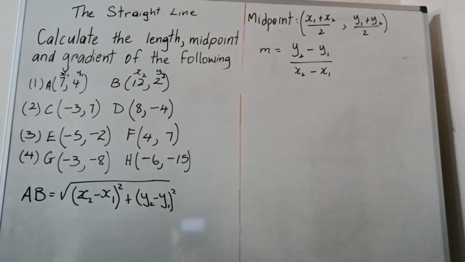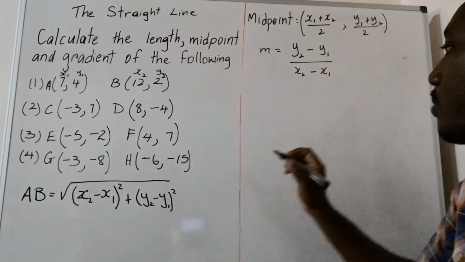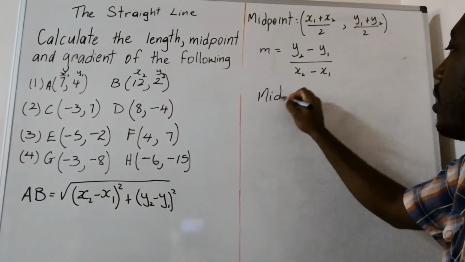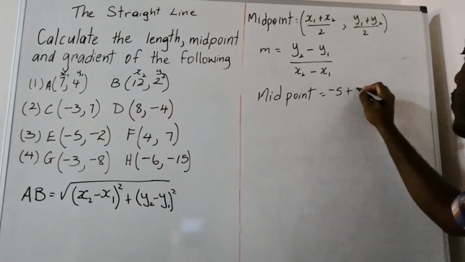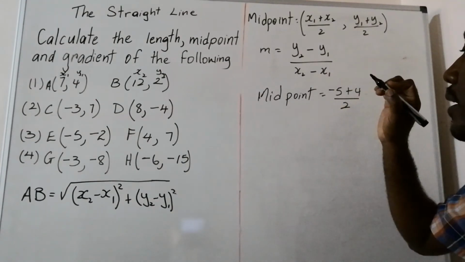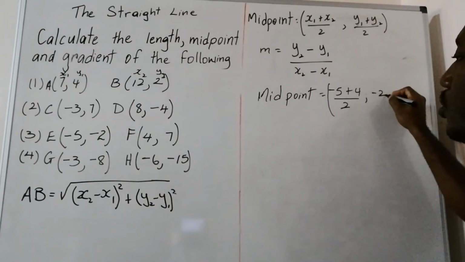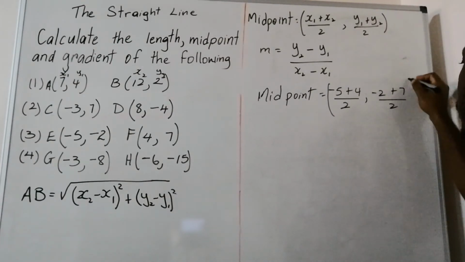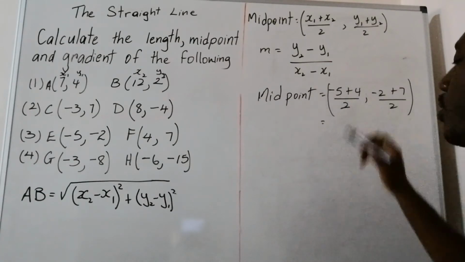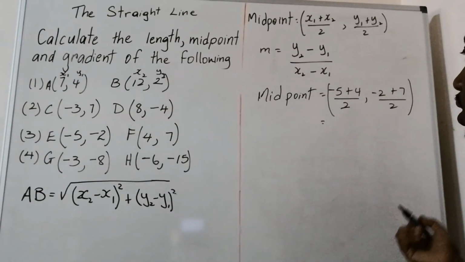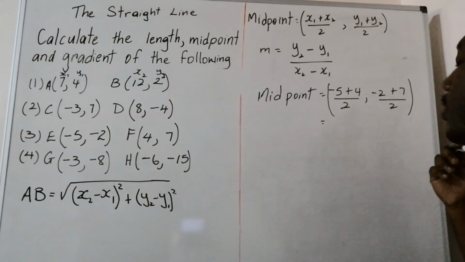So remember our midpoint: x1 plus x2 divided by 2 and y1 plus y2 divided by 2. So x1 here is negative 5. So negative 5 plus 4 divided by 2 and negative 2 plus 7 divided by 2. Alright, so negative 5 plus 4: since we have a negative and a positive, we subtract, which will be 1, and since the 5 is negative and the 5 is greater, it will be negative 1.